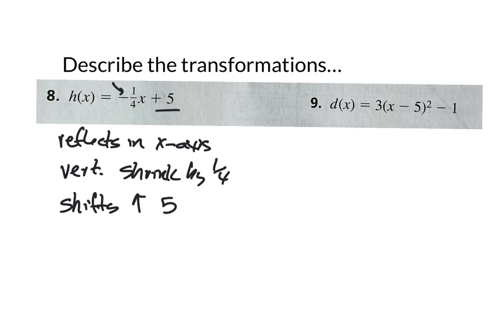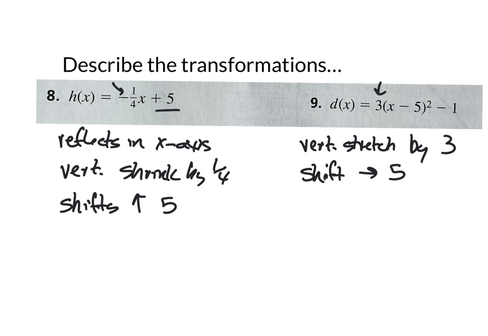So look at number 9, same thing. I don't know why it's number 8. Number 9 just is. So let's just go through it. There's a 3 in the front, outside. That's a vertical stretch because it's bigger than 1. And how much bigger than 1? It's a vertical stretch by 3. There's a minus 5 inside, which means it's going to shift right 5. I'm just going to put an arrow there. And I've got a minus 1 on the outside, which means it's going to shift down 1 unit on the graph.